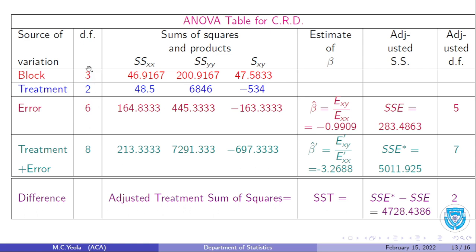I'll tell you the degrees of freedom here. 4 blocks or 4 replicates, so because of that here 3 treatments, so because of that here 1, 3 into 2 is 6, so we get 6 here, and this gives us 8 here, treatment plus error, that is 6 plus 2, 8 here. That way also you can obtain it. And here 1 degree of freedom gets reduced because of the estimate of beta, so we'll get 5 here. Here also 1 degree of freedom gets reduced, so we get 7 here, and 7 minus 5 gives us 2 here. So every piece of information which we have obtained, we have substituted in the proper places here.